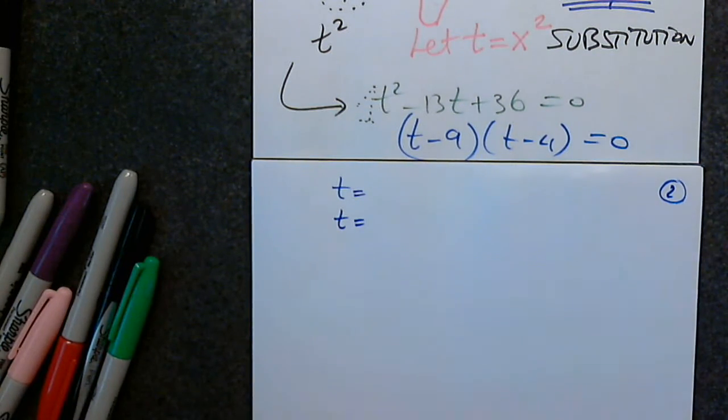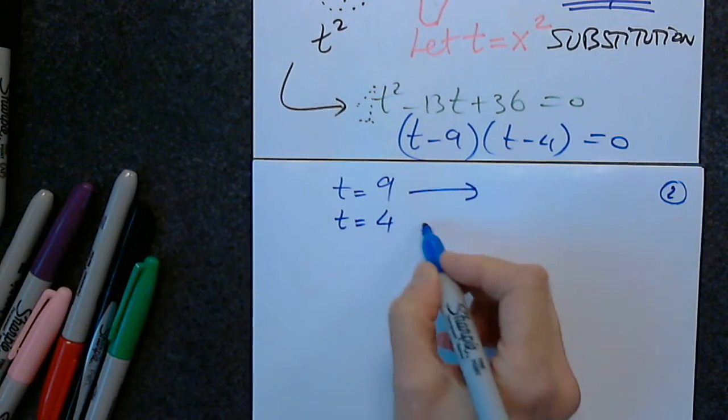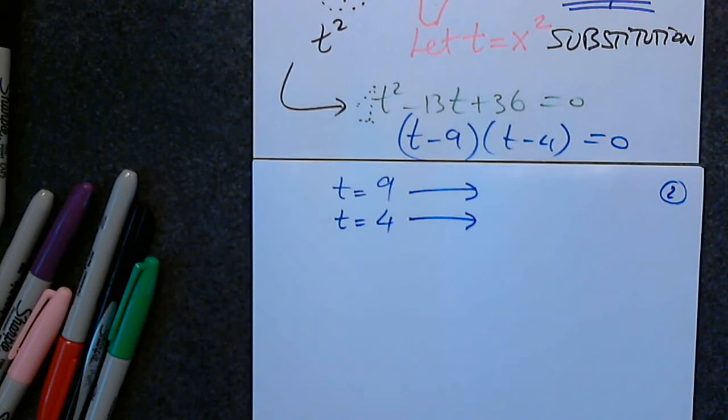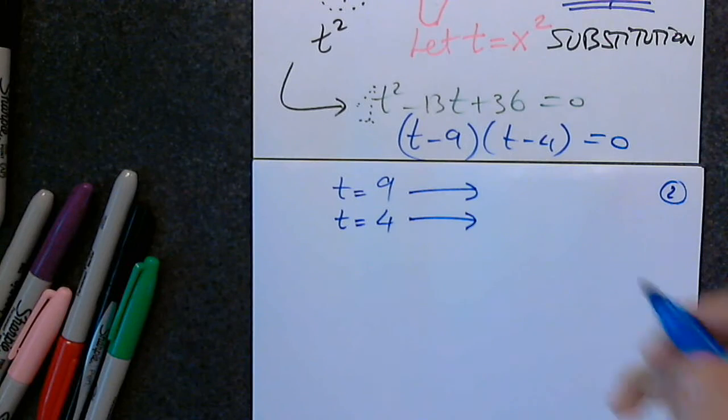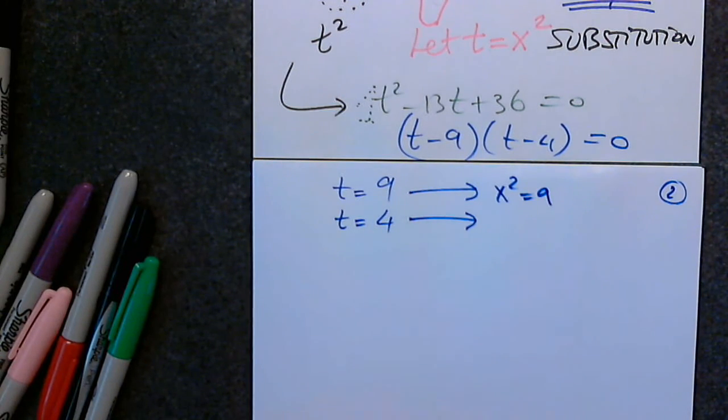So t equals and t equals. Can anyone give us two solutions for t? Of course, 9 and 4. But now this is a new equation that I have to solve. So what do I get? The first equation is nothing else but? Very good. X squared equals 9, which I know how to solve.